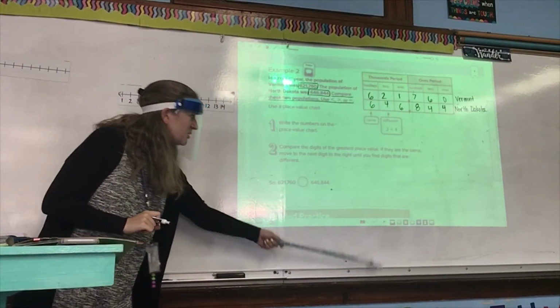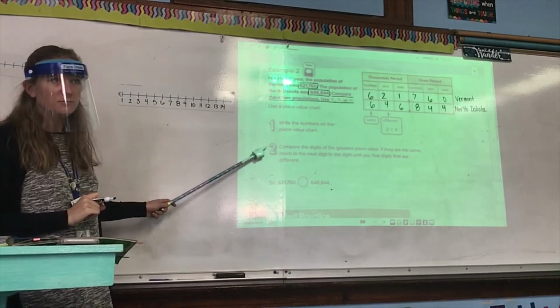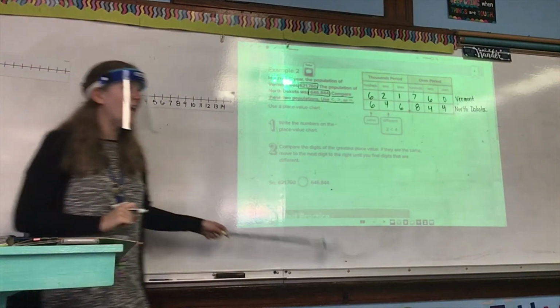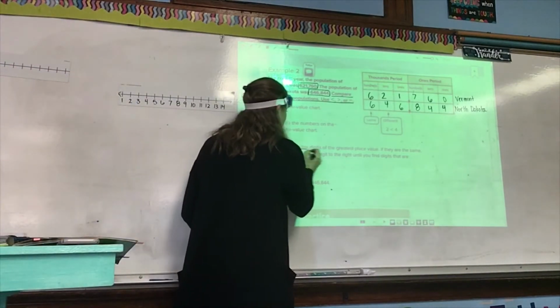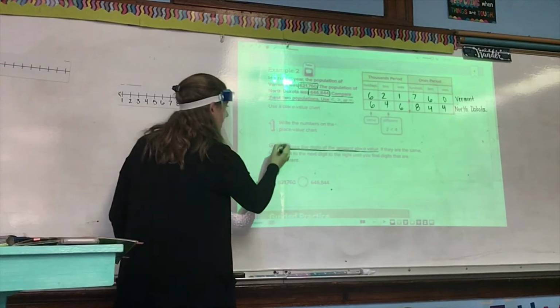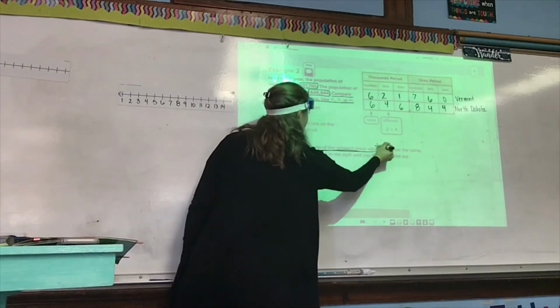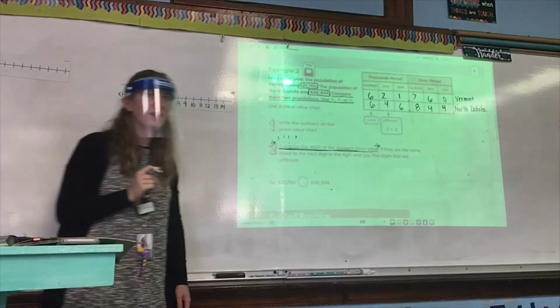Now let's move on to step 2. Read it in your head while I read out loud. Compare the digits of the greatest place value. Underline that like 3 times. Put some question marks. Star it. Whatever. That is very important information.